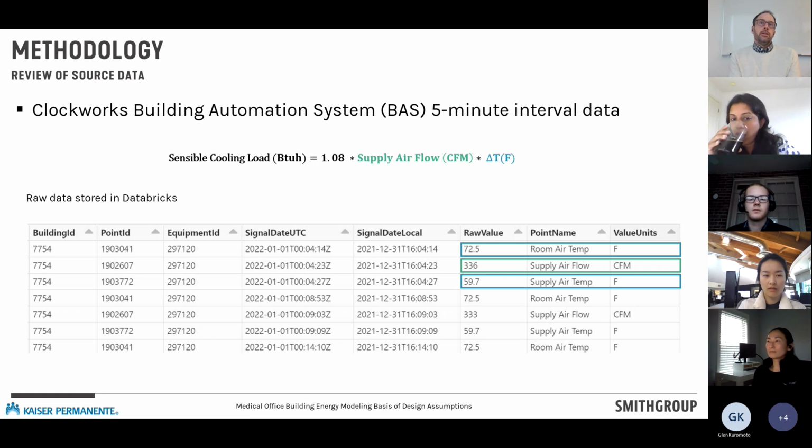So again, this is 5-minute interval data, which you can see at the timestamps. And then in the sensible cooling load, it shows the 3 fields that we use, and those are indicated with the point type names. So we have the room air temp, supply air flow that we use.